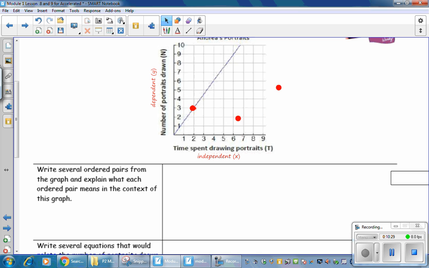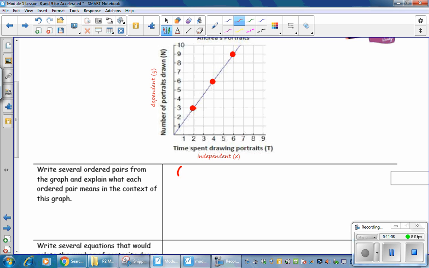And then our next ordered pair, so 3 hours, that's hard to determine, so let's keep going. And right here, that's a good intersection, and that tells us that it was 6 portraits drawn in 4 hours. And our third ordered pair, let's see, 4 here, and let's keep going to find a point of intersection. And again, the point of intersection, you're looking for where the x and the y values cross. So there are our 3 ordered pairs. Let's write those down.